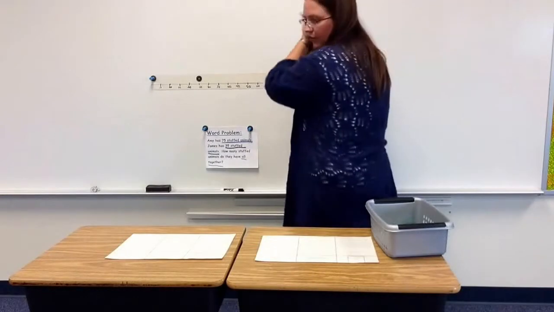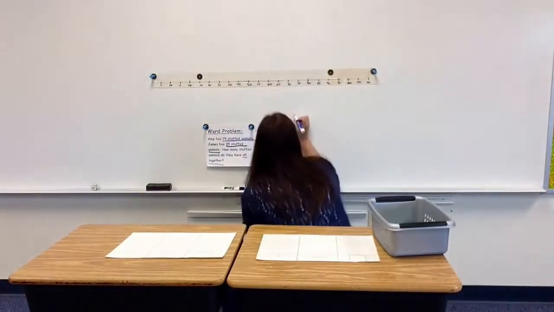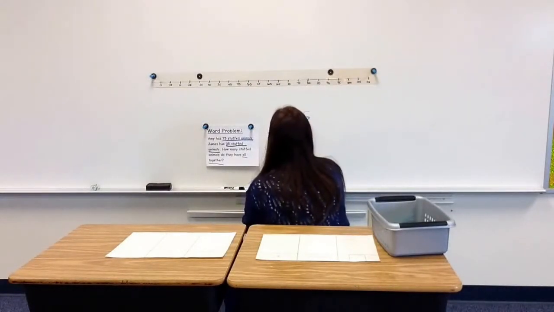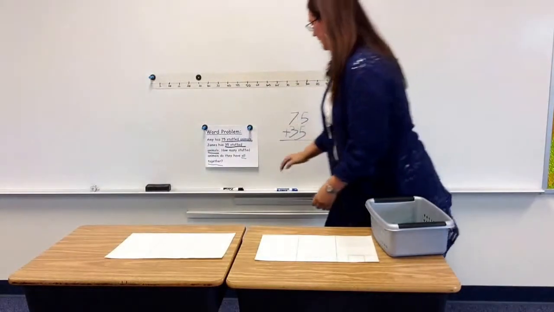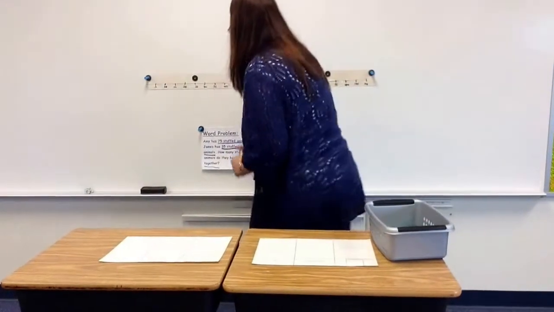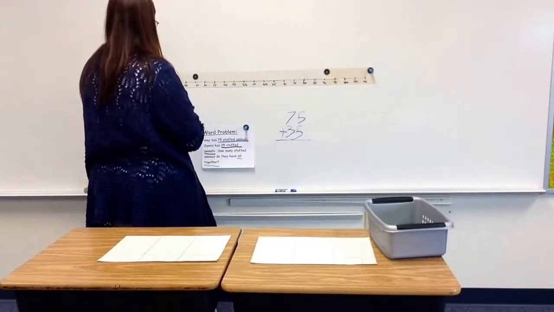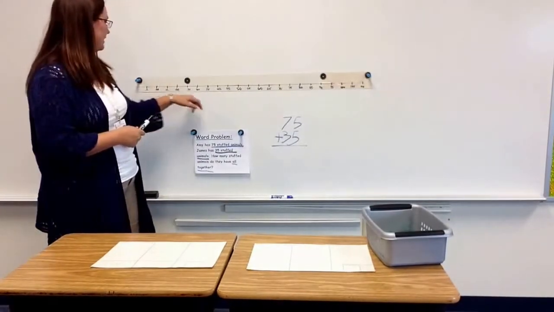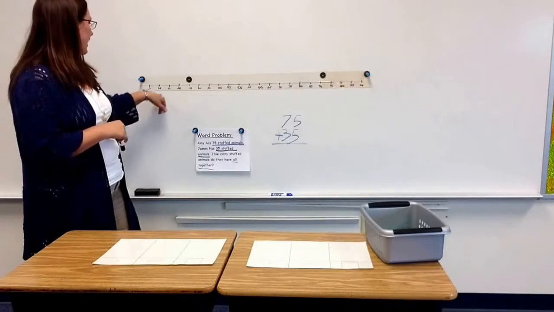Before we go any further, let's go ahead and write the problem down: 75 plus 35. Sorry, this pen is acting a little bit crazy, but we will start on this number line, which goes from 0 to 110. On the blue marks, I've got increments of 5. And on the black marks, I have 10.